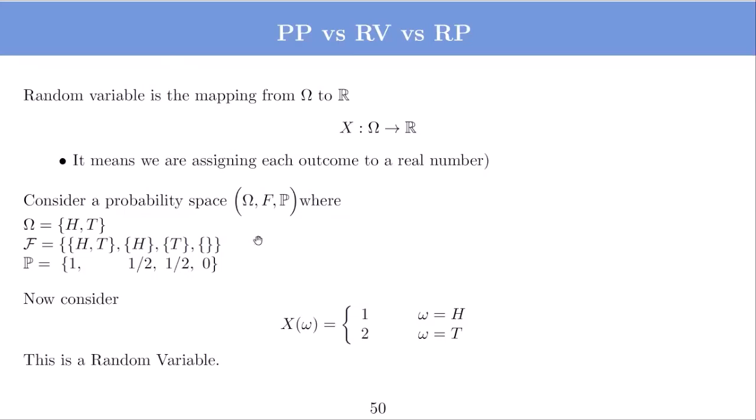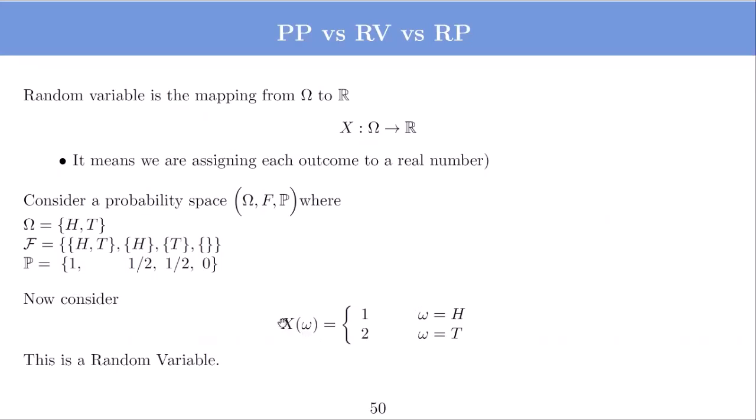So if I take my discrete example I did last time, there are two outcomes, H and T, and I can say for H, I assign number 1. So this random variable X is a function which assigns outcomes to numbers. If the outcome is head, it assigns 1. If the outcome is tail, it assigns 2. So X(omega) takes two values, 1 and 2. This is a random variable.